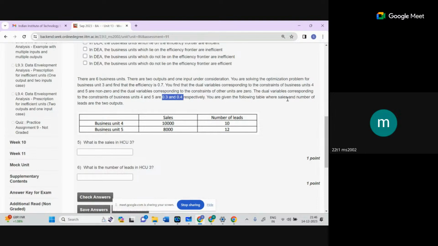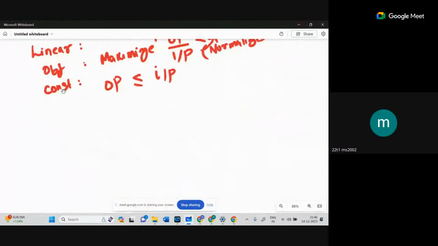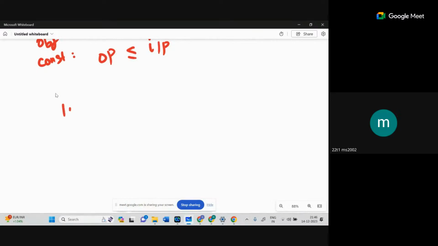You are given the following table where sales and number of leads are the 2 outputs. The question is, how do you compute the sales in business unit 3? Any idea how to compute this? Yeah, 10,000 into 0.3 plus 8,000 into 0.4. So you mean to say 10,000 into 0.3 plus 8,000 into 0.4. Can someone quickly compute and tell me?